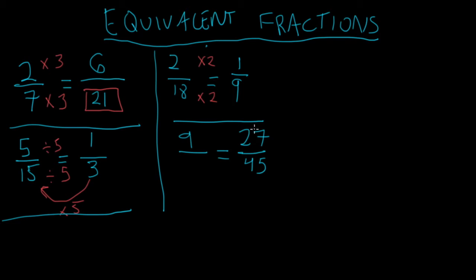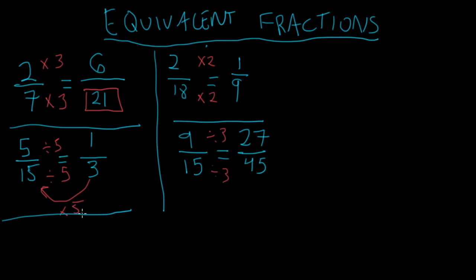All right, to get from 27 to 9, what do we need to do there? Well, we need to divide by 3 because 9 times 3 gives you 27. So 45 divided by 3 is going to give us 15. So 27 out of 45 is the same as 9 out of 15, and you could actually keep reducing that.